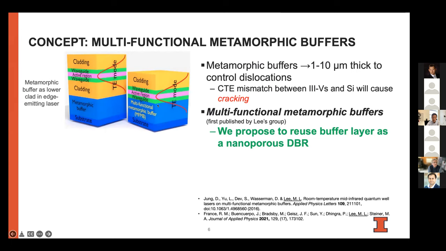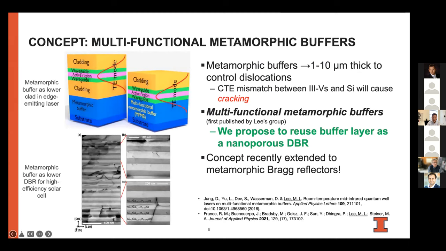We're not going to put an active region down here, but it could, for example, serve as the lower cladding for a laser. So we managed to demonstrate some of those lasers back in 2016. And this was something where we collaborated with NREL, where they actually grew a so-called metamorphic or lattice mismatched buffer. And they had alternating aluminum content such that this was actually a distributed Bragg reflector at the bottom of a very high efficiency multi-junction solar cell.